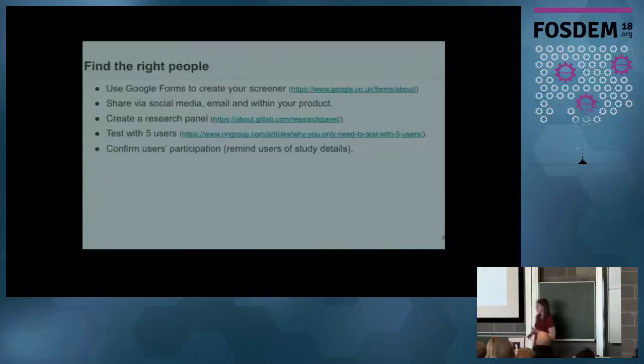Once you've written your screener, get it into Google Forms and share it via the appropriate means. At GitLab, to speed up the recruitment process, we actually created a research panel. The research panel consists of 2,000 users who have opted in to receive research studies from GitLab. What we typically do is email the screener out to them, and we tend to get a good response rate very quickly.